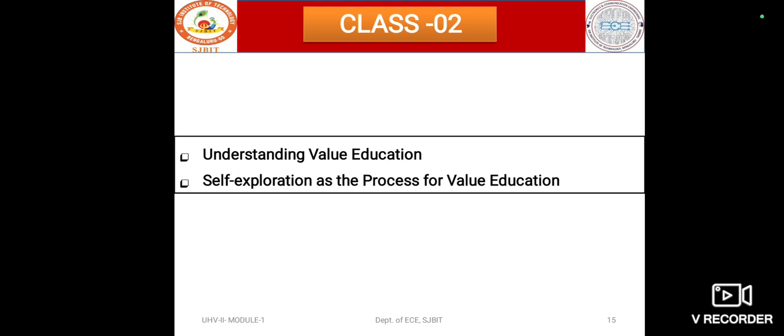So, coming to the content of value education, the value of any unit in this existence is its participation in the larger order of which it is a part. For example, the value of a pen is that it can write. Here, writing is the participation of the pen in the bigger order, in which pen, paper, and human being are all present.